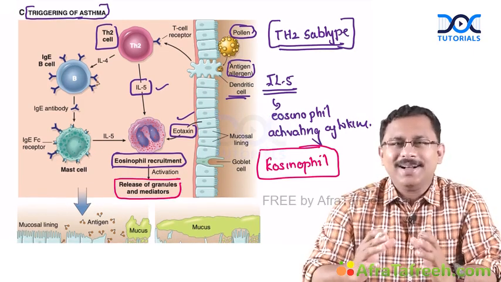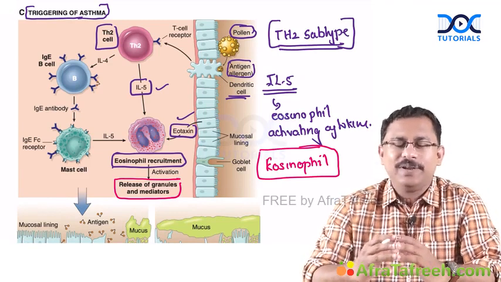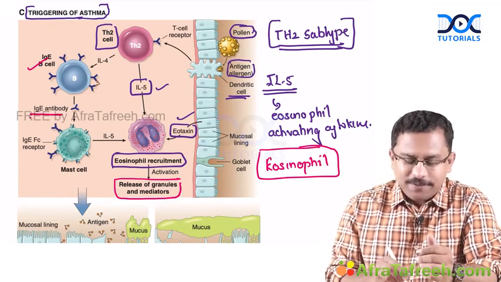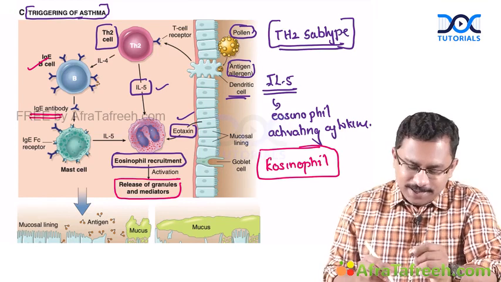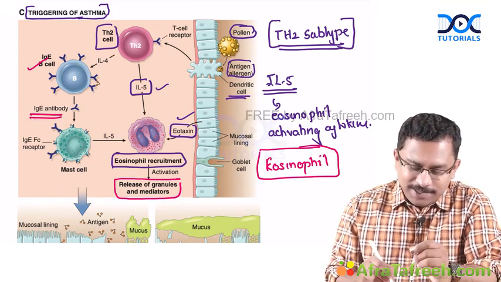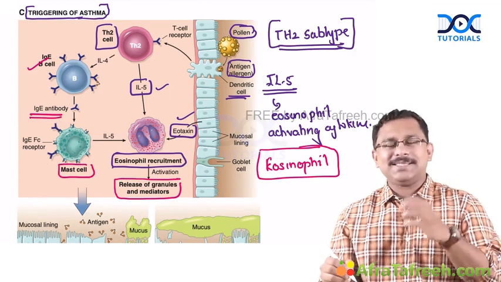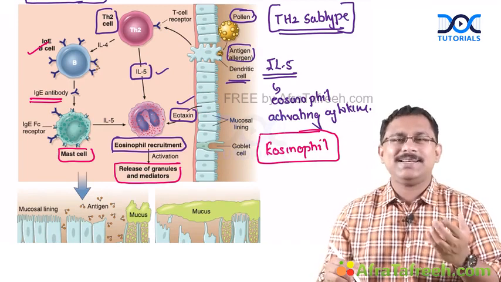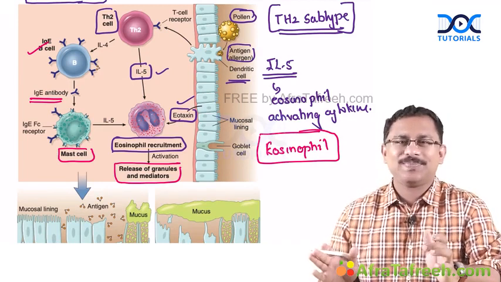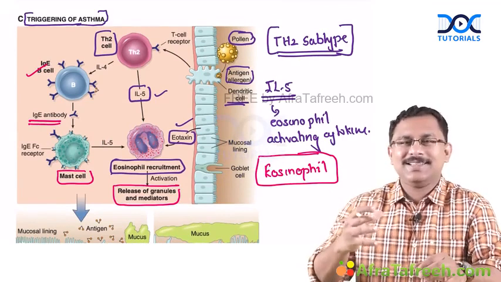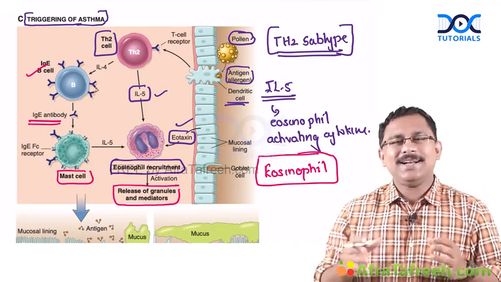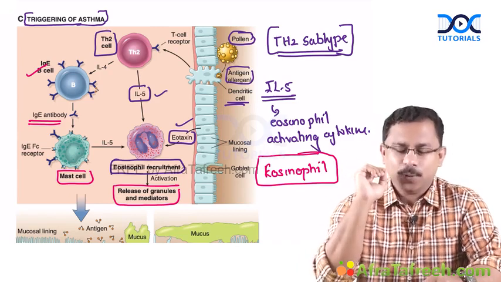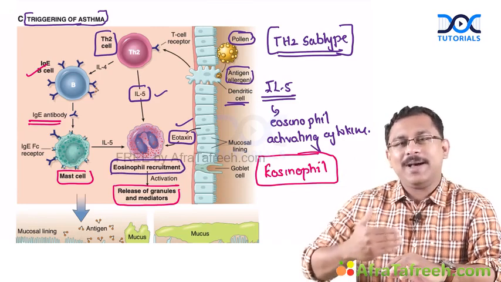Now, along with the activation and recruitment of eosinophils, you also have activation of your B cells, and there is production of IgE antibody, and this IgE antibody subsequently will interact with the mast cells as well, and mast cell activation and degranulation also take place. So in the early phase, the triggering phase of asthma, the end result is the activation of eosinophils as well as mast cells. Alright, then let's see what happens next.